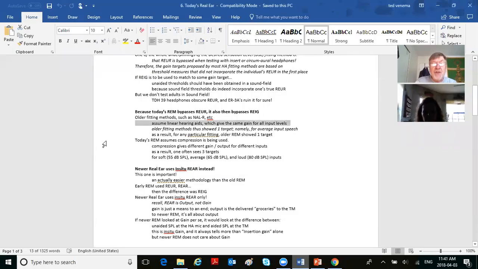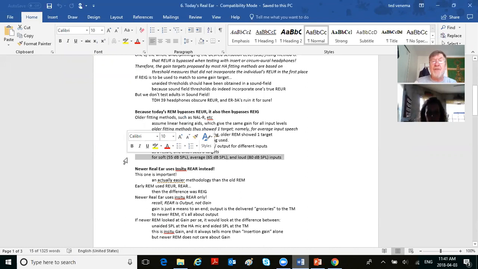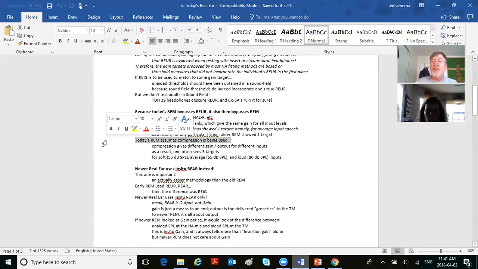Today's real ear measurement assumes compression. Compression gives different gain, different outputs for different inputs. As a result, one often sees 3 targets for soft, average, and loud inputs. And those numbers I would commit to memory because those are averages used by all kinds of real ear systems. So old fitting methods had 1 target. Today's fitting methods have 3 targets. Yesterday's real ear showed 1 target. Today's real ear shows 3 targets, okay?